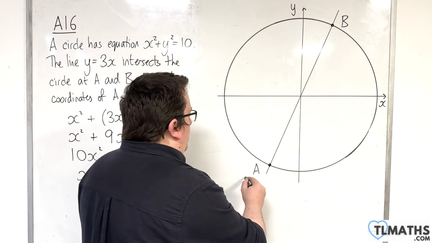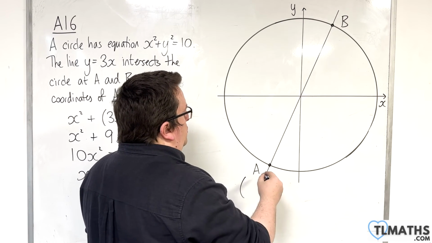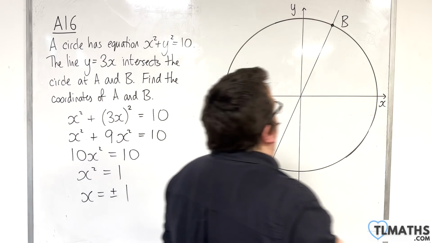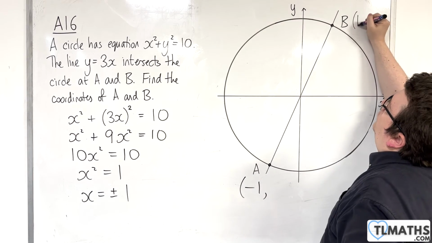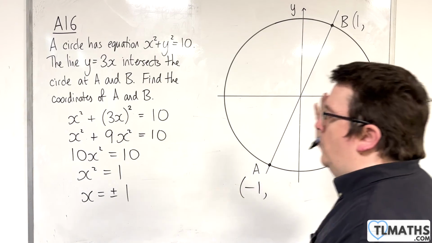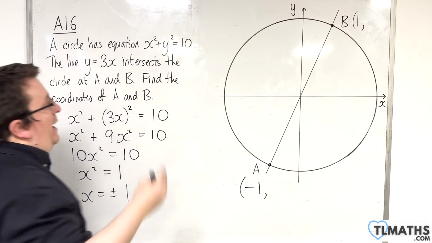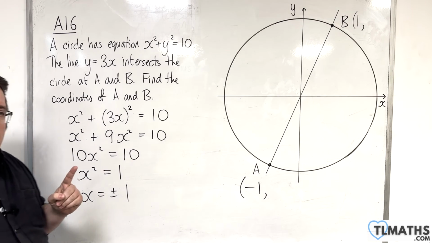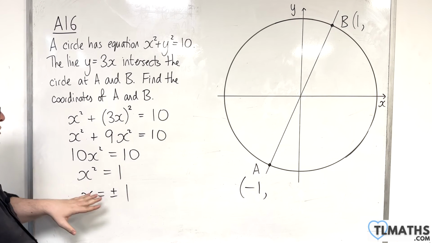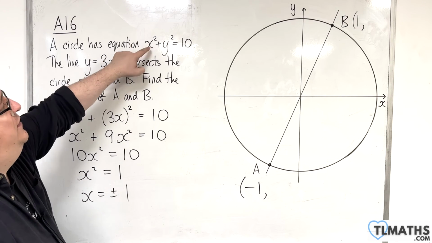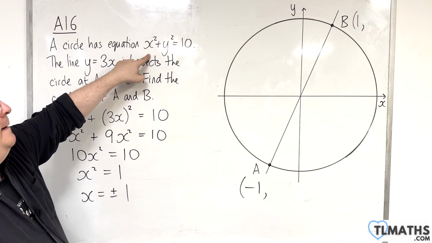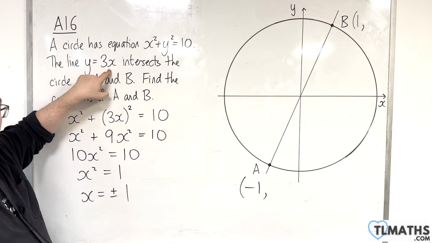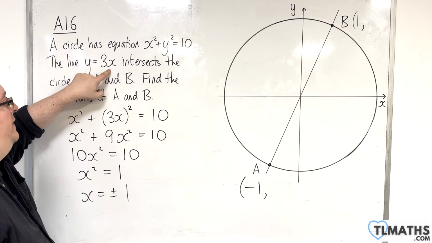That means we have the x coordinates of the 2 points. A, because it's to the left of the y-axis, must have x coordinate minus 1. B must have x coordinate positive 1, because it's to the right of the y-axis. So now how do you work out the y coordinates? There are 2 ways of doing that. Either you substitute the x coordinates into the equation of the circle and solve that, but it's often easier to substitute the x values into the other equation, y equals 3x in this case.